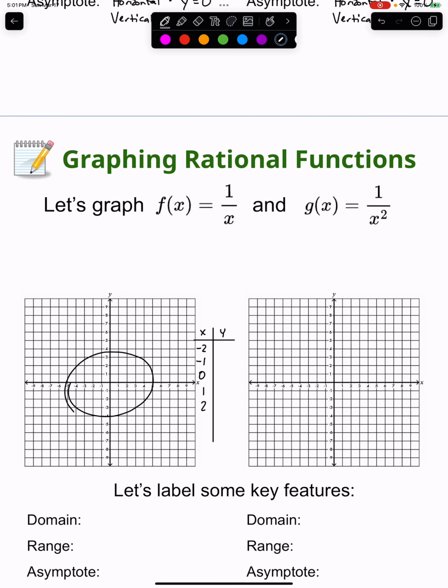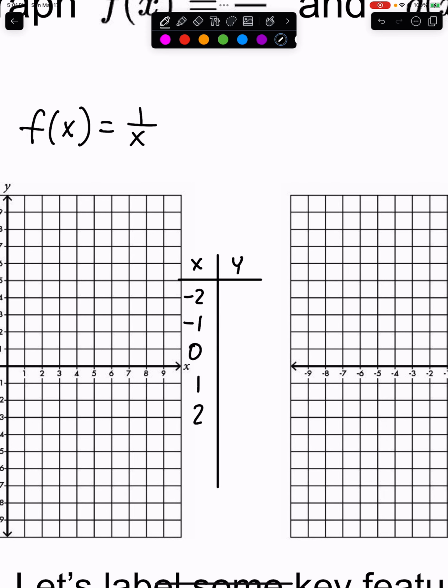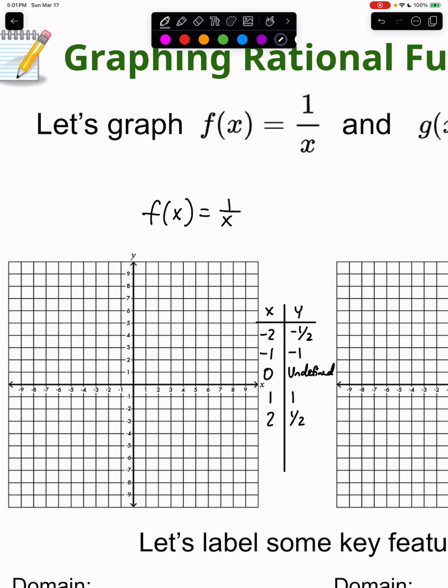Center of my graph. And if I have f of x is equal to 1 over x, if I plug in -2, what's going to happen there? I'm going to end up with -1/2. If I plug in -1, I should get 1 over -1, which is just -1. If I plug in 0, I get undefined. Yikes. If I plug in 1, I get 1, and 2, I get 1/2. So we're going to plot these points now. -2, -1/2, -1, -1. 0 is undefined. 1, 1, 2, 1/2.